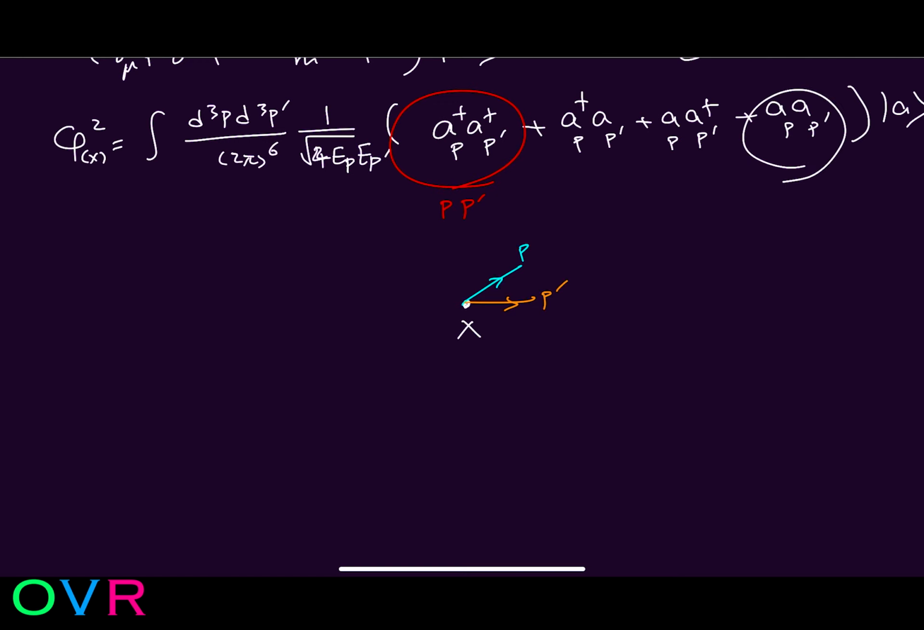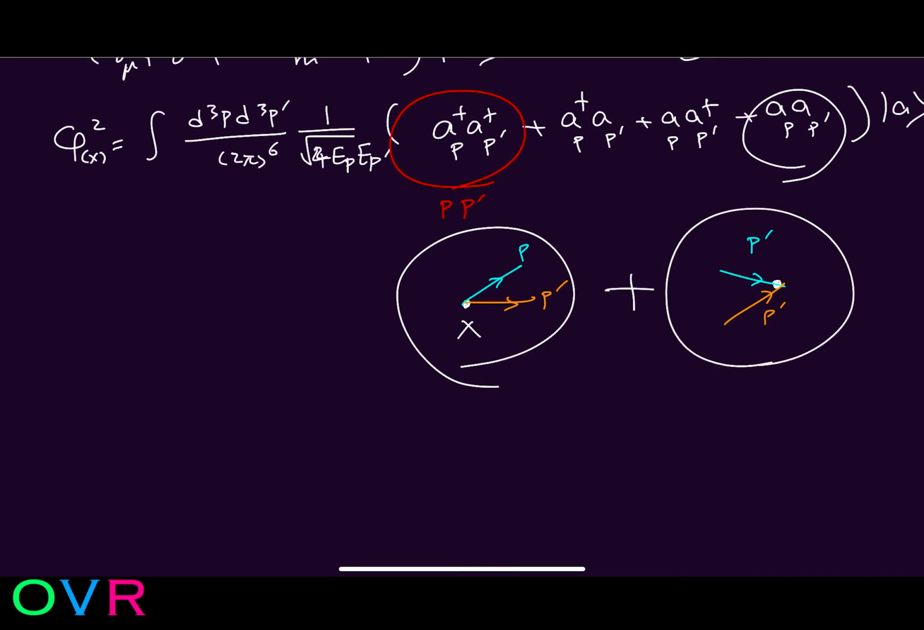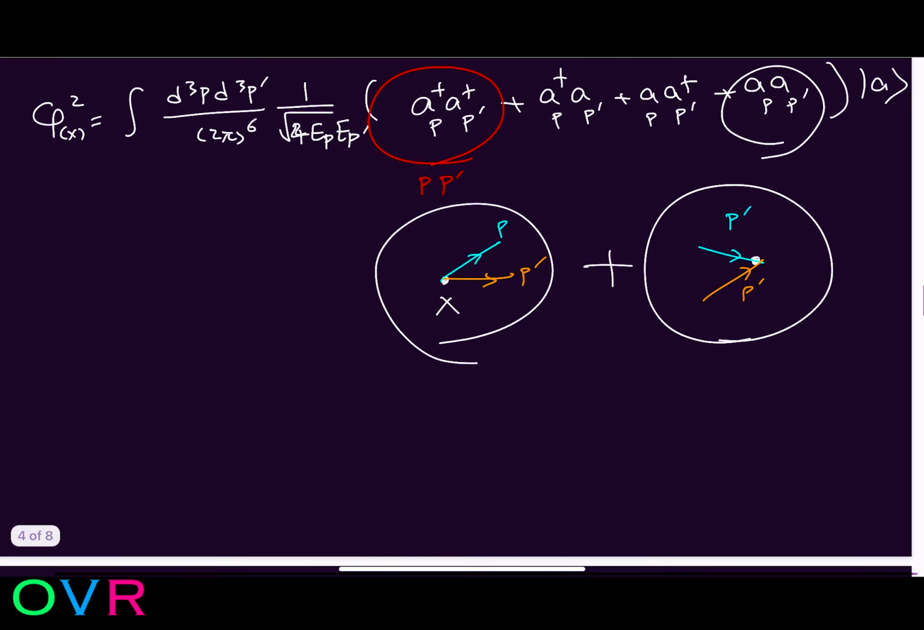What about the last term? The last term is the opposite. It annihilates p and p prime. And now it adds these 2. If we put these 2 together, you basically see nothing is happening, because this is a background creation and this is the background annihilation. When you add them, any point of space annihilates and creates with the same rate, so there is no net fluctuation. Nothing is really coming out. But the other terms are important.